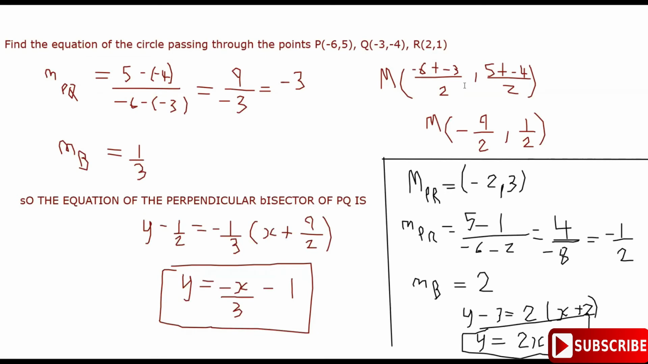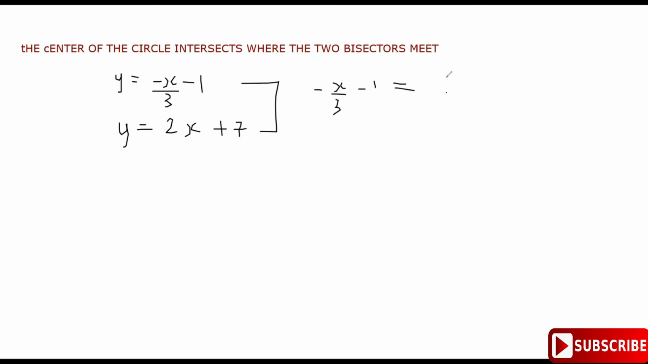So y is equal to minus x over 3 minus 1. And the next one is, I think, y equals 2x plus 7. So y is also equal to 2x plus 7. All right, now that we have that, let's solve them simultaneously. So equating the two of them, we get minus x over 3 minus 1 equal to 2x plus 7.